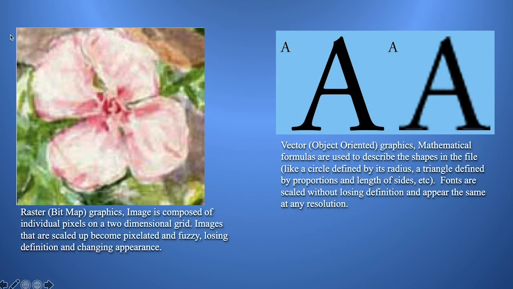Raster bitmap graphics. The image is composed of individual pixels on a two-dimensional grid. Images that are scaled up become pixelated and fuzzy, losing definition and changing appearance. Vector object-oriented graphics. Mathematical formulas are used to describe the shapes in the file, like a circle defined by its radius, a triangle defined by proportions, and the length of size, etc. Fonts are scaled without losing definition and appear the same at any resolution. So the A on the left is a vector, and the A on the right is raster.